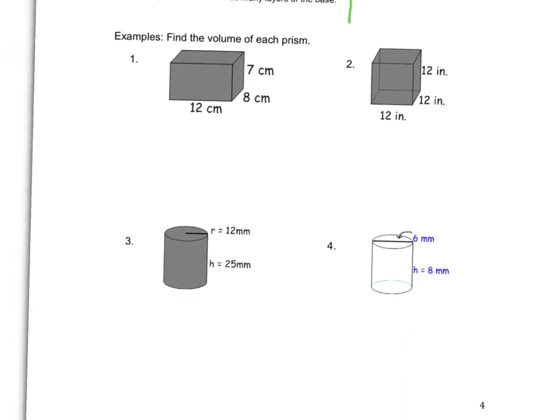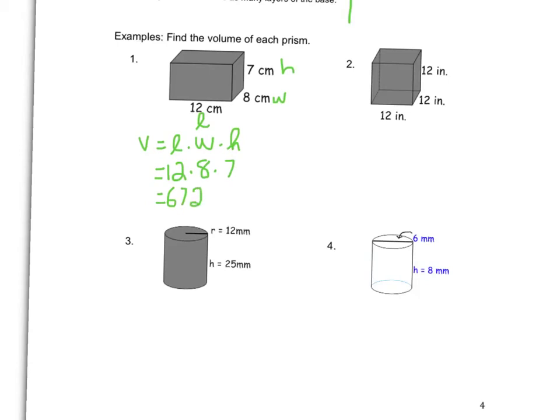Example 1 says, find the volume of each prism. We have a 12 centimeter by 8 centimeter by 7 centimeter rectangular prism. Now, it doesn't matter which is the length and width and height. However, if you'd like to label them so you don't get confused later, then label them L, W, and H. As always, I write my formula, V equals length times width times height. Then I fill in the numbers I know, so 12 times 8 times 7, and I'll use a calculator to find the answer. When we multiply these numbers together, we get 672.